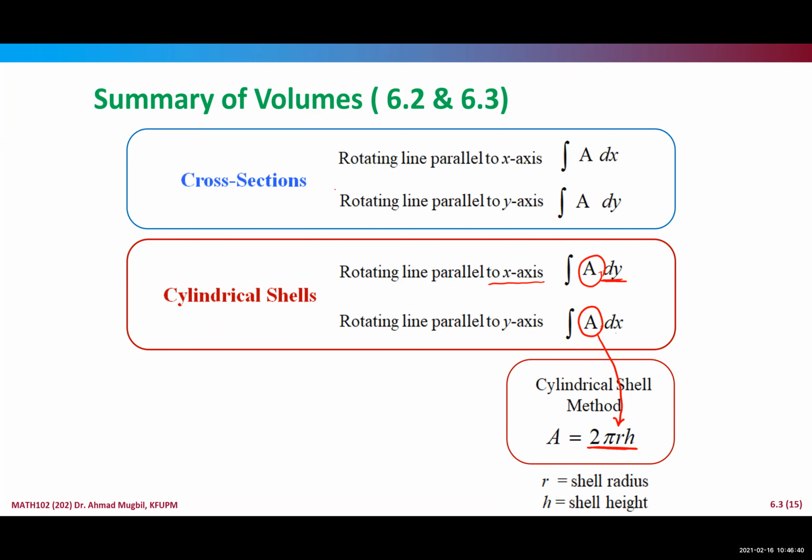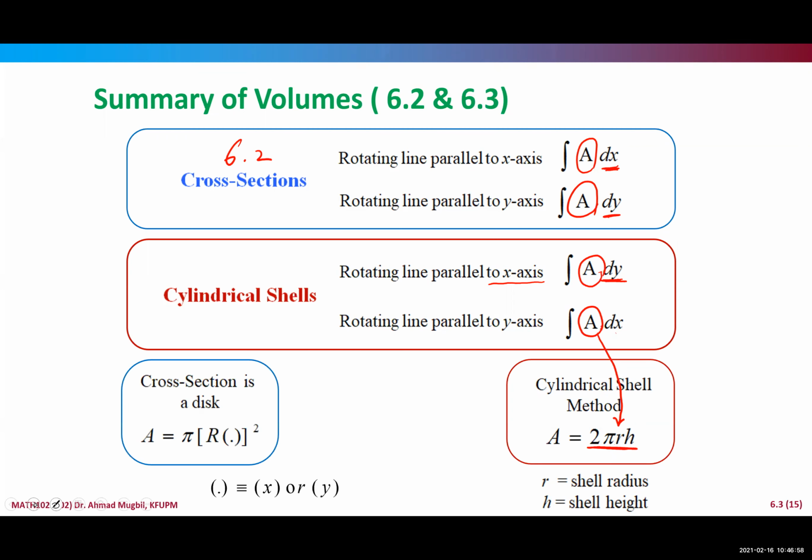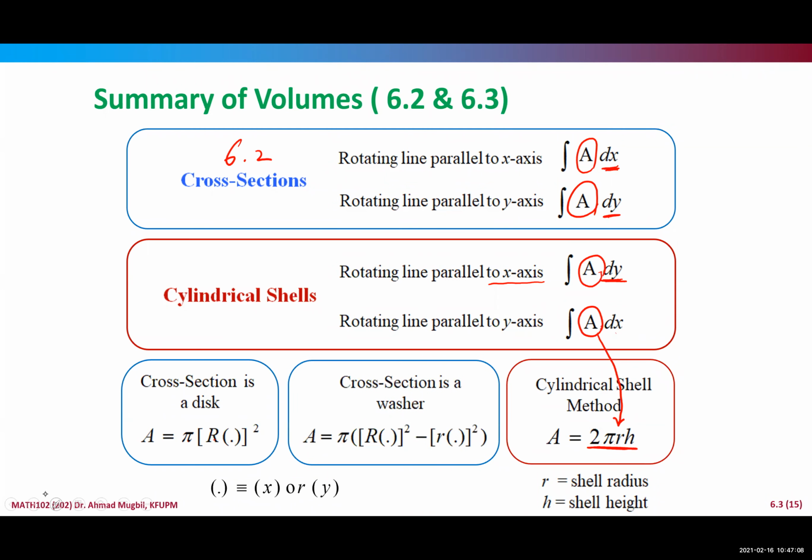For the cross sections method, which is of course section 6.2, if the axis of rotation is parallel to the x-axis, you will integrate with respect to x. If it is parallel to the y-axis, you will integrate with respect to y. The opposite. Okay? And what is A in this case, ya shabab? It depends. If your cross section is a disk, then A will be π multiplied by the radius squared. If it is a washer, then it will be the outer squared minus the inner squared.